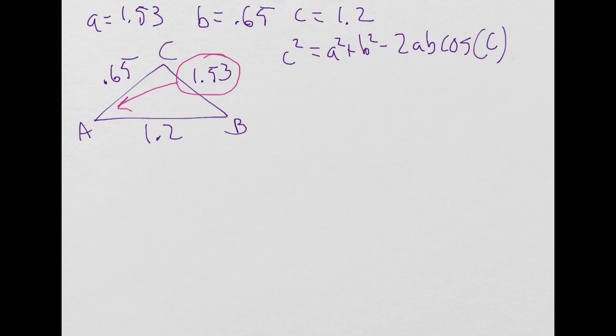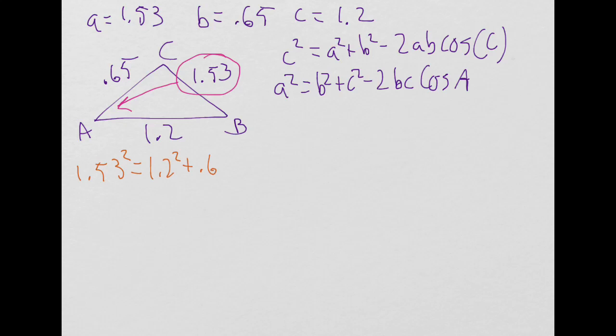If it helps you, you could rewrite this as a squared equals b squared plus c squared minus 2bc cosine of A. It really doesn't matter. You just got to understand how the equation works to plug it in. So let's get going. a squared, which is 1.53 squared, equals 1.2 squared plus 0.65 squared, minus 2 times those values, 1.2 and 0.65, times the cosine of angle A.